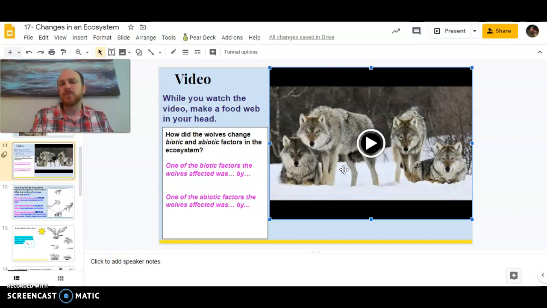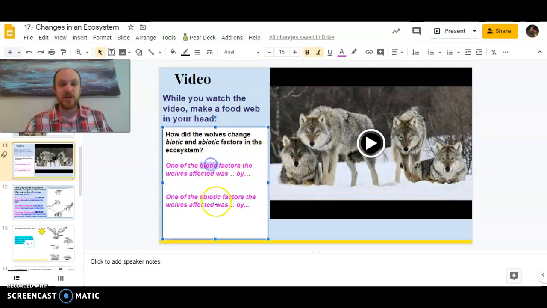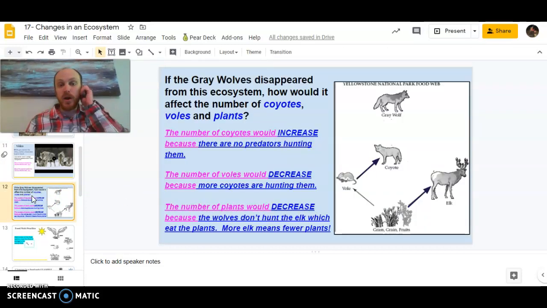So before you watch the video, I want to know two things when you come back. What's one of the biotic factors that the wolves affected, and how did they affect it? And what was an abiotic factor in the ecosystem that the wolves affected when they were reintroduced? They were brought back. Okay, so biotic, abiotic, that's these right here. You're going to watch that and come back and answer it.